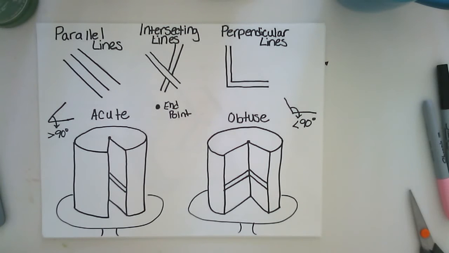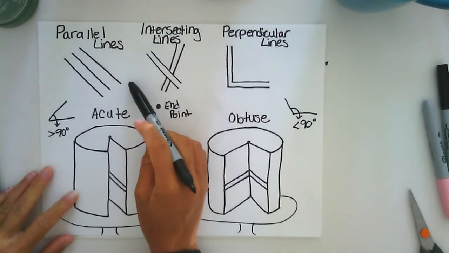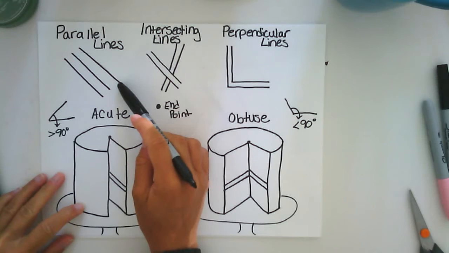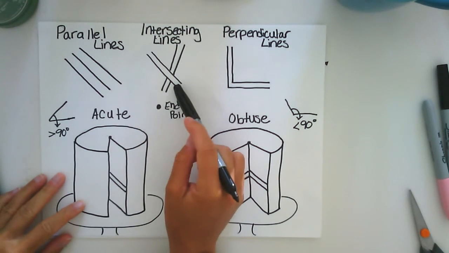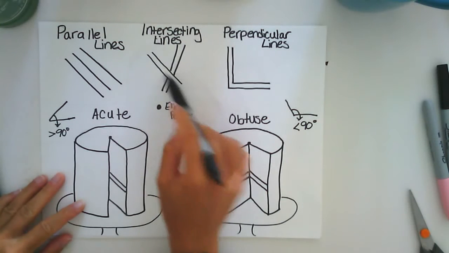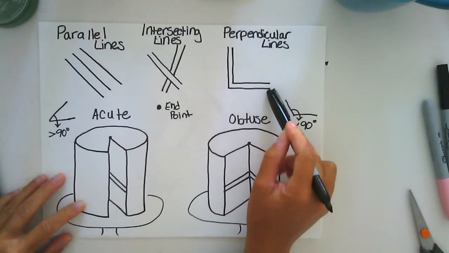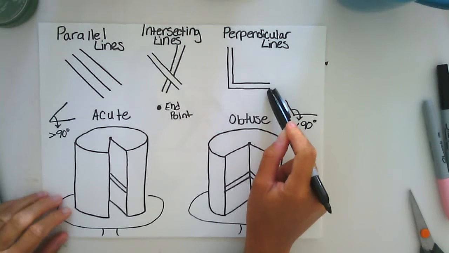Good morning. I just want to teach you how to use geometry to create a realistic looking cake. So first, let's review our geometry terms. Parallel lines are lines that run side by side and will never cross. Intersecting lines are lines that cross over each other. And perpendicular lines are lines that meet at a right angle.